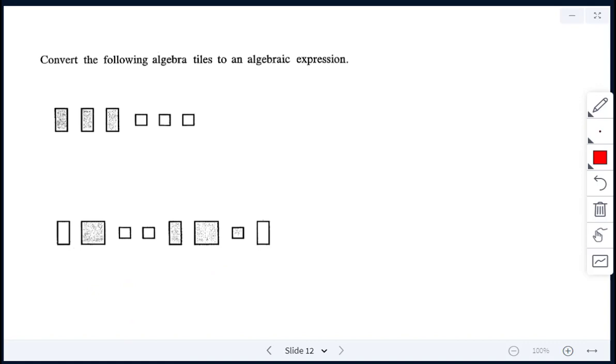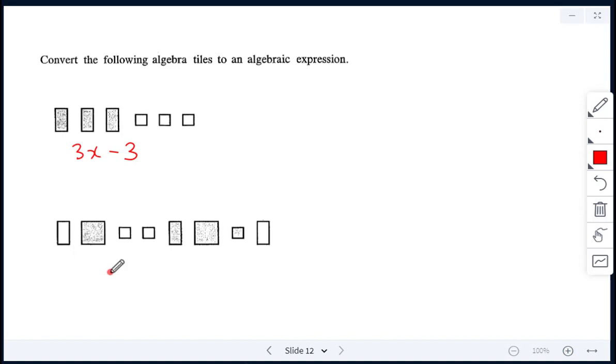Last slide, we're just going to convert the algebra tiles to an algebraic expression. So we have 3 rectangular tiles that are shaded, so that would become 3x. And then we have 3 of the little squares, they're unshaded, so this would just become 3x minus 3.